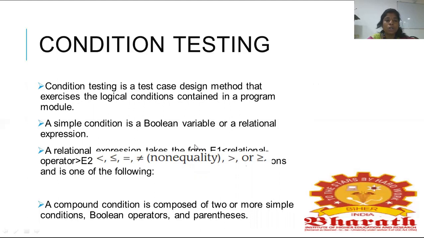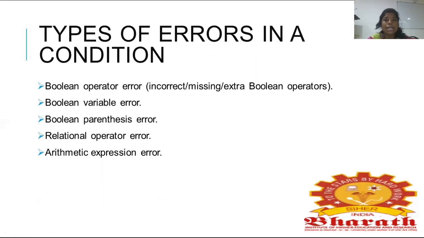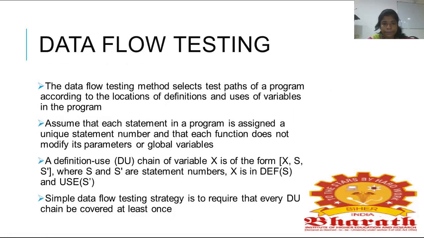By condition testing. Condition testing is a test case design method that exercises the logical conditions in a module. A simple condition is a Boolean variable or relational expression. The relational expressions can use a less than symbol, greater than symbol, non-equality symbol, or any of the following symbols. A compound condition is composed of two or more simple conditions, Boolean operators, and parentheses. Now, what are the general types of error in the conditions? Boolean operator error, Boolean variable error, Boolean parenthesis error, relational operator error, and arithmetic operator errors.